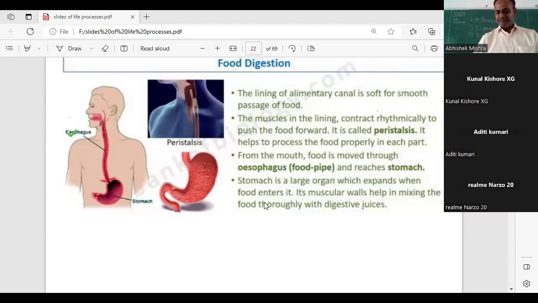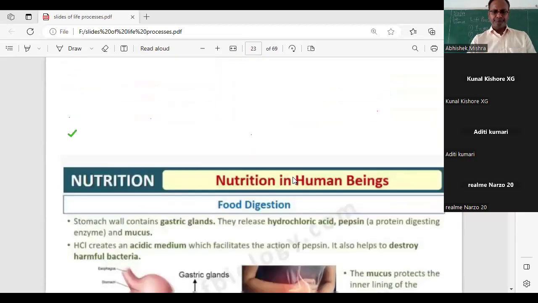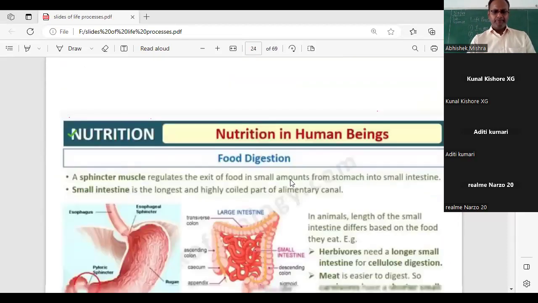So now, students, after completing the two steps of nutrition in human beings, we will enter the third step. The third step is absorption. The third step is absorption. For that, let me share my slide with you all. My next slide.